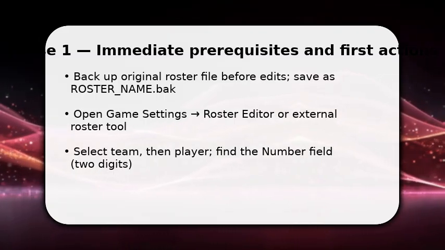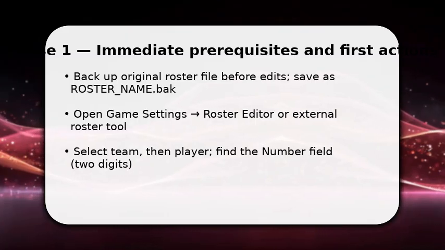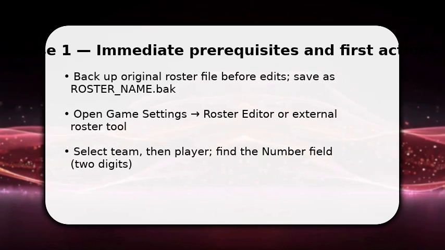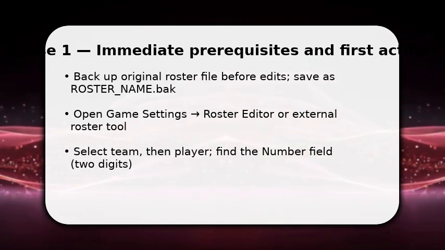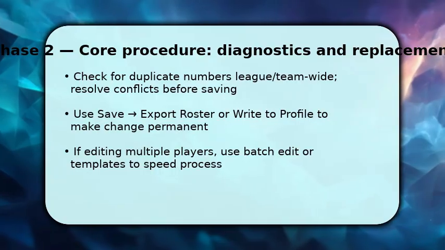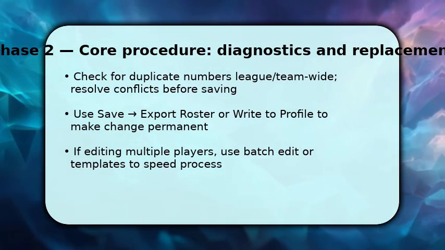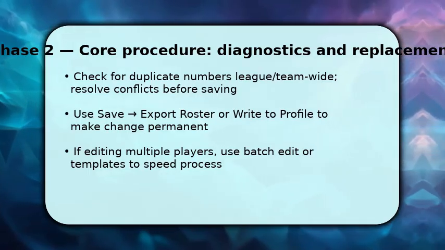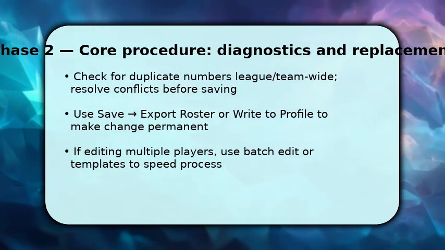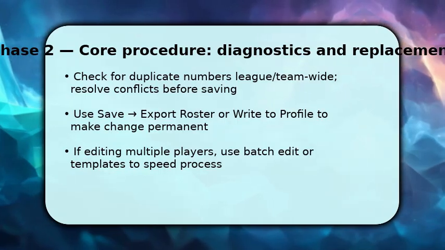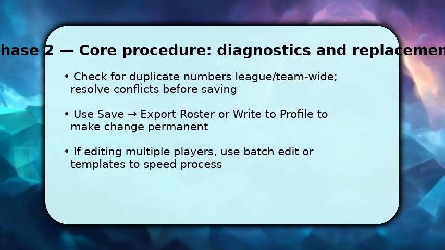Don't close anything yet, because the change isn't final until you save the roster file and continue to the next stage. Once you've changed one number, check for conflicts. Teams typically won't allow duplicates, and league rules may block certain digits. If you find a match, pick an alternate or swap numbers intentionally. This keeps roster integrity. Next, save the roster using export or write to profile so the game reads the update.